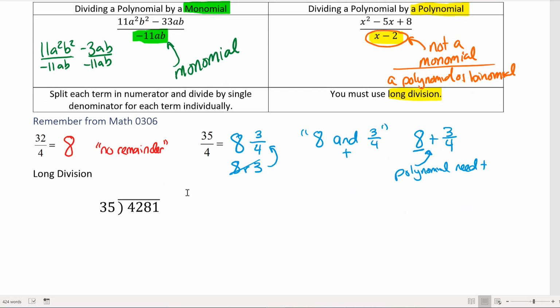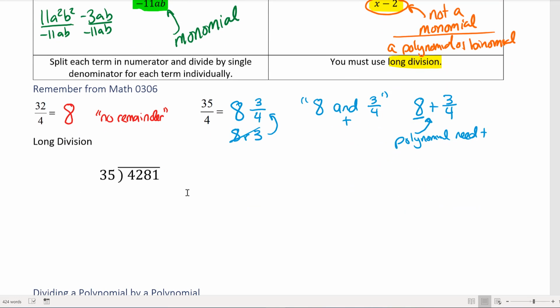Now we're going to do a long division problem. 35 divided by 4,281. So I know you're like, I already did this, I know how to do this, this is long division. This isn't what we're learning today, but we want to really analyze this so that we can use the process on polynomials. So the first step when you are trying to divide something like this is you take 35 and you're trying to divide it into at least one of the numbers, one of the digits in 4,281.